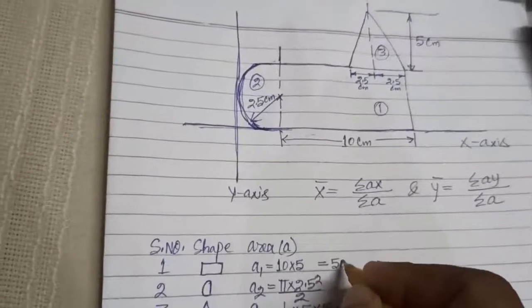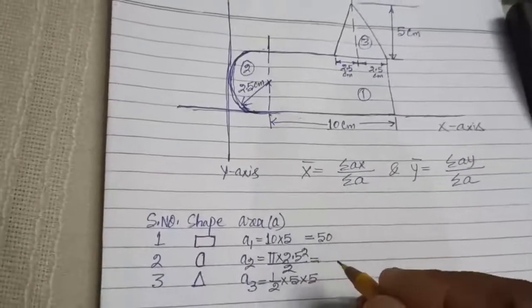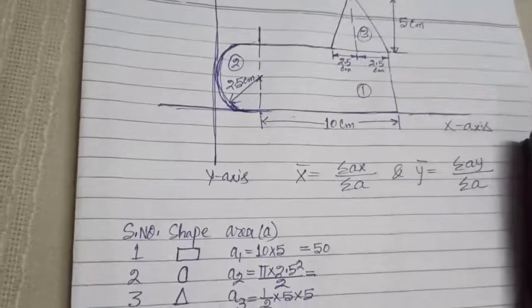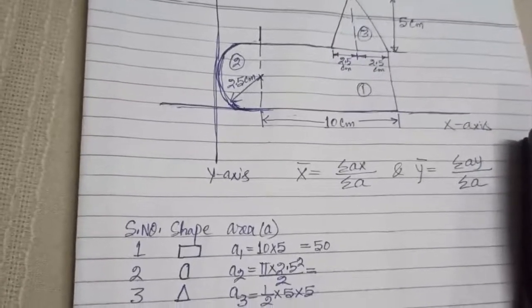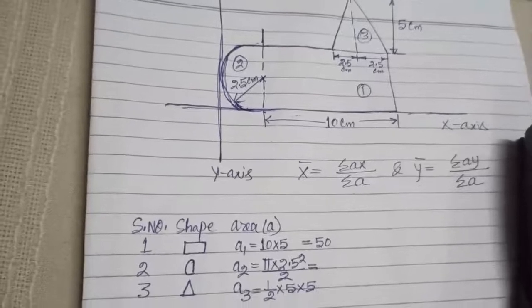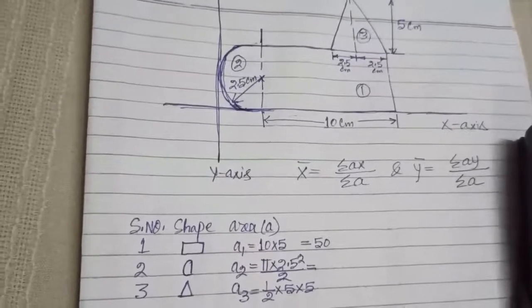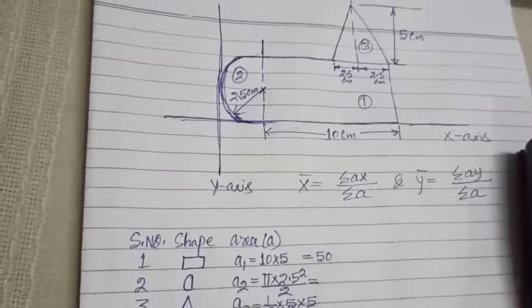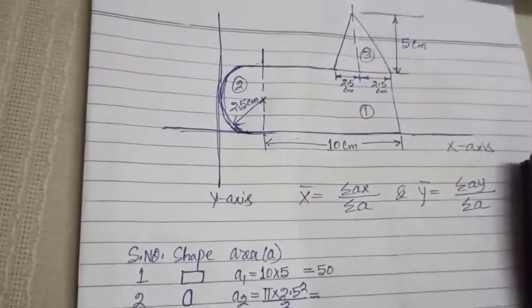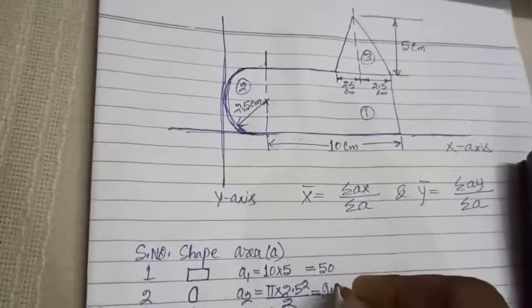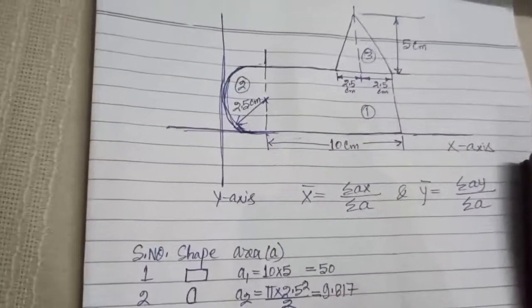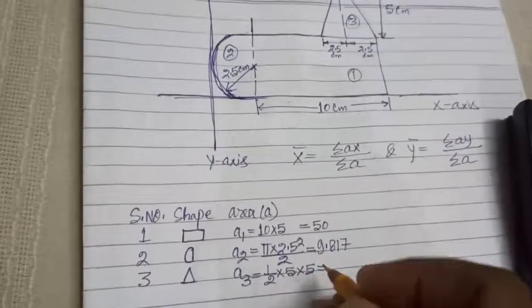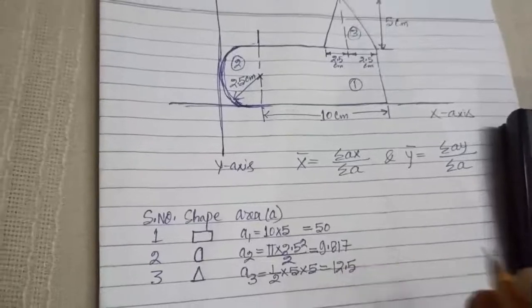So A1 is 50. A2 is pi into 2.5 square divided by 2, so this will give you 9.817, and A3 is 25 divided by 2. So this is 12.5.